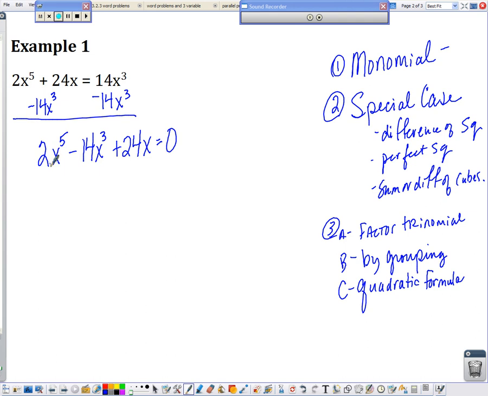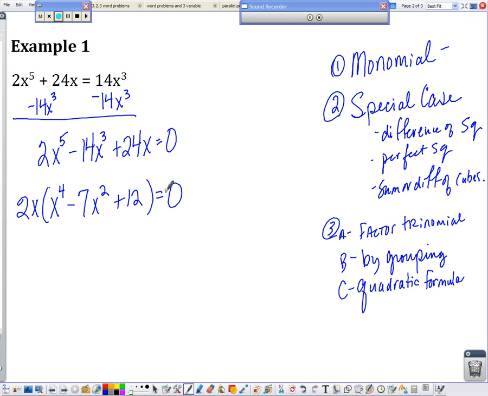The first thing I notice is I have a 2, a 14, and a 24, so I can factor out a 2. The biggest number I can divide them all by is a 2. They also have an x to the 5th, an x to the 3rd, and an x, so I could also pull out an x. So what I'm left with: 2 divided by 2 cancels. X to the 5th divided by x gives me x to the 4th. 14 divided by 2 gives me a 7. X to the 3rd divided by x gives me x squared. 24 divided by 2 gives me a 12. And x divided by x cancels out, equals 0. Now don't forget, we have to have that 2x in front of us at all times.